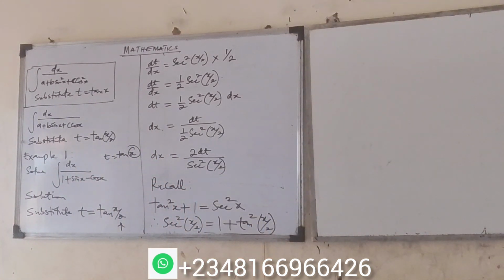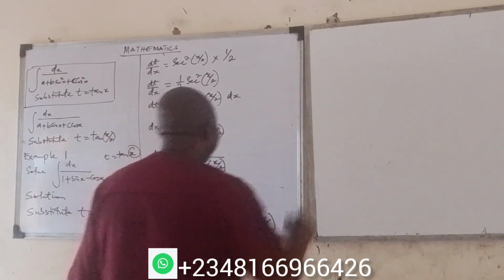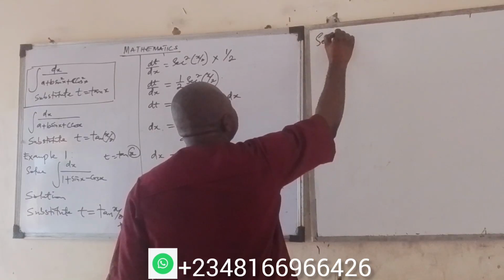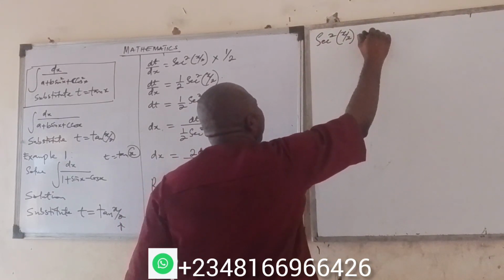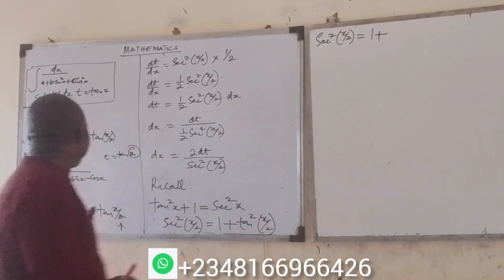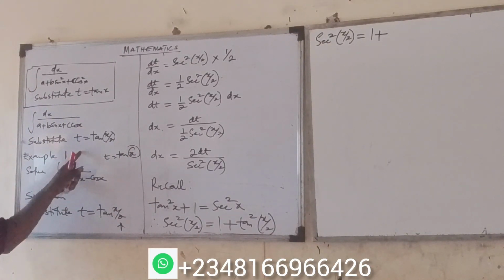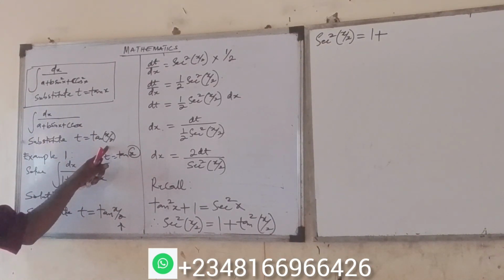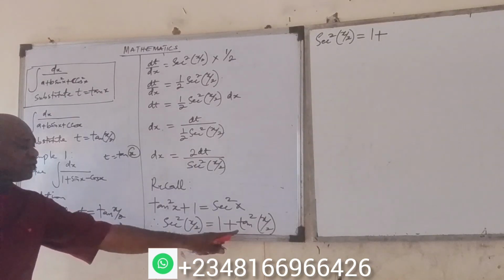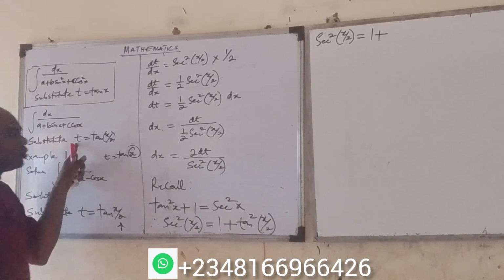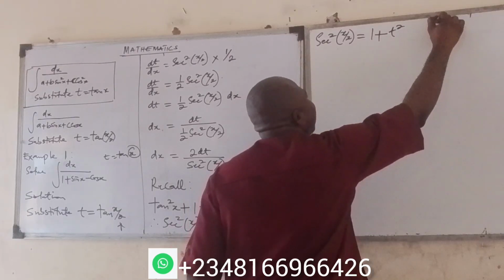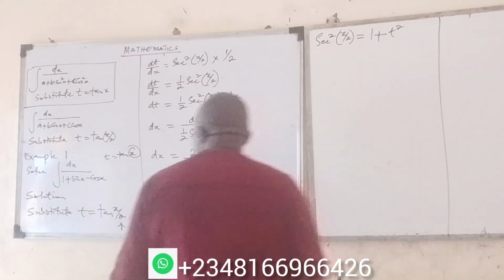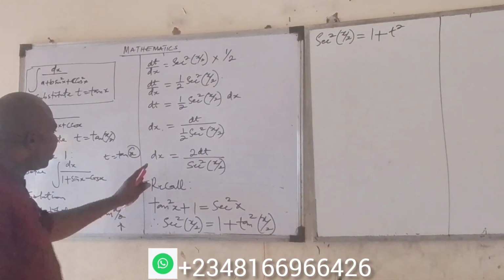Yes, tan square x over 2. So it therefore means that here, sec square x over 2 will be equal to 1 plus, remember, we substituted t to be equal to tan x over 2. So to get the value of this tan square x over 2, we have to square t. So here we have plus t square.